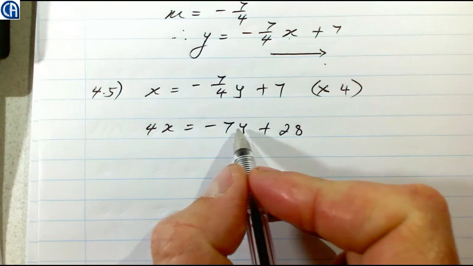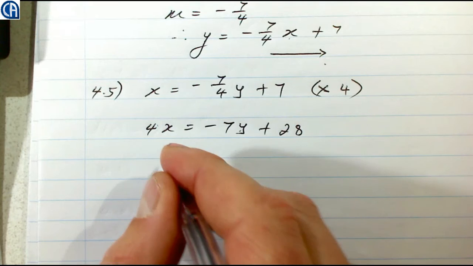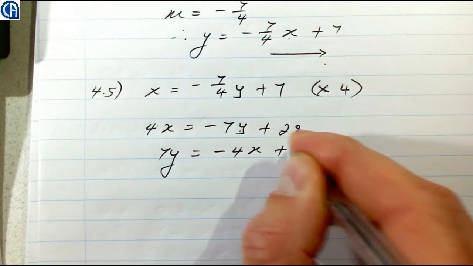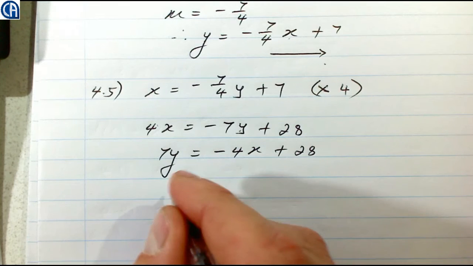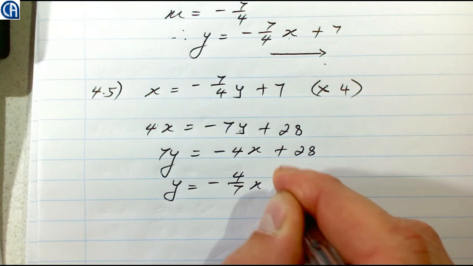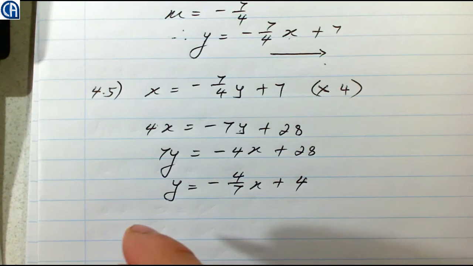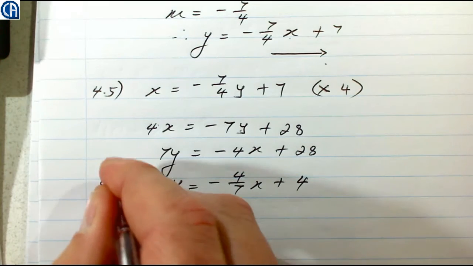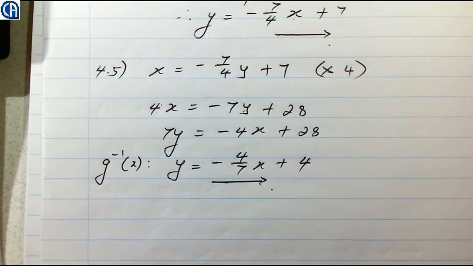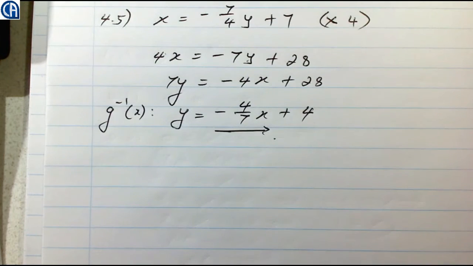Right, take this across, bring that across, so that would be 7y equals minus 4x plus 28. Divide by 7, so y equals minus 4 over 7 x plus 4, and that is the inverse of g. 28 divided by 7 is 4, yeah, 100%.